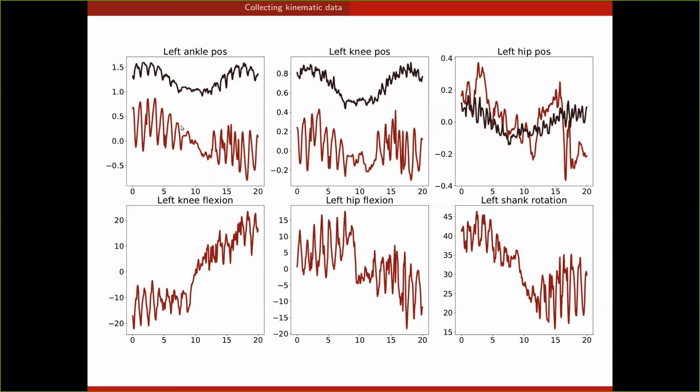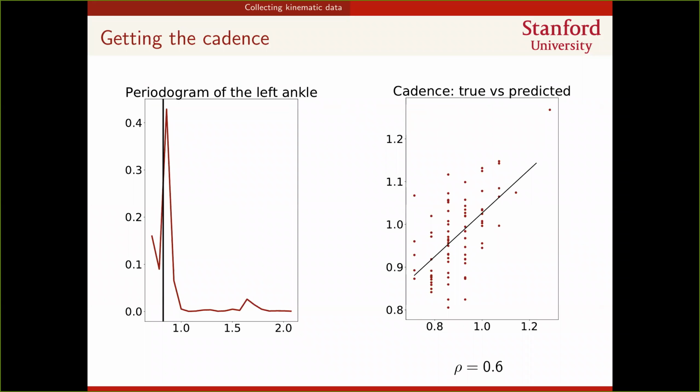So the signals look more or less like this. They are noisier than the ones that we get from motion capture, but there is some information. For example, you see directly the period of the time series, and maybe this corresponds to cadence, which is one of the parameters of interest in this case. If we just run the Fourier transform and look at the period peak, we can estimate cadence with fairly good correlation. We had 0.6 correlation just by using a very naive estimator for the cadence of the patient. So it's already promising.